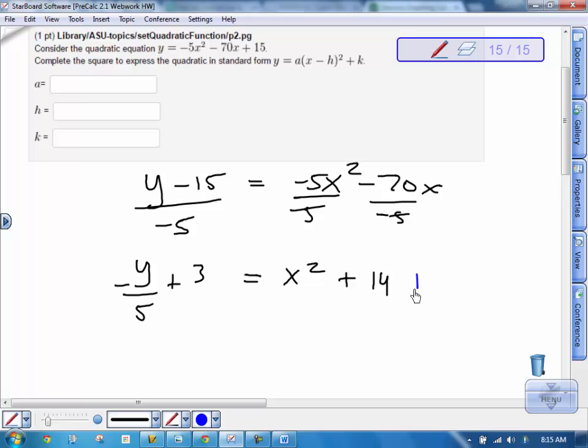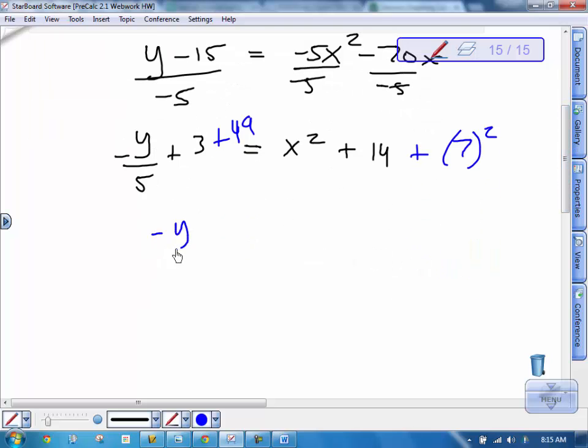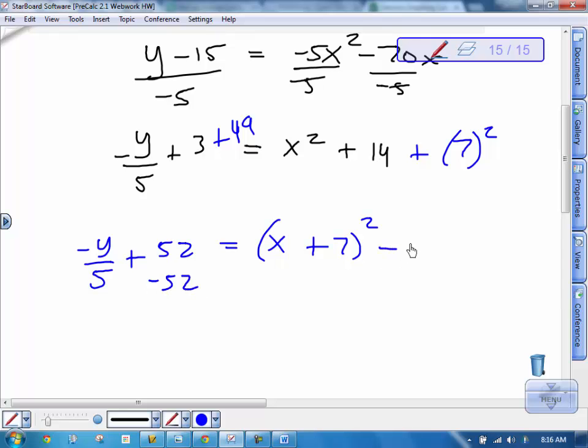Now I can complete the square by adding b over 2 squared to both sides, which is 14 over 2, which is 7 squared, which is 49. So I'm going to add 7 squared to both sides. Over here I'll just add 49. So I get negative y over 5 equals x plus 7 squared rather. And then negative y over 5 plus 52, I forgot 3 plus the 49 right here, equals this. All right, now I can subtract 52 from both sides.